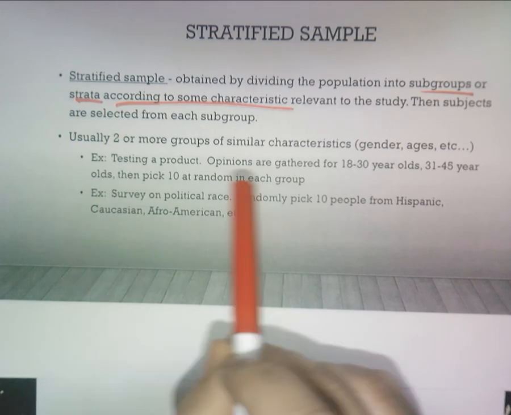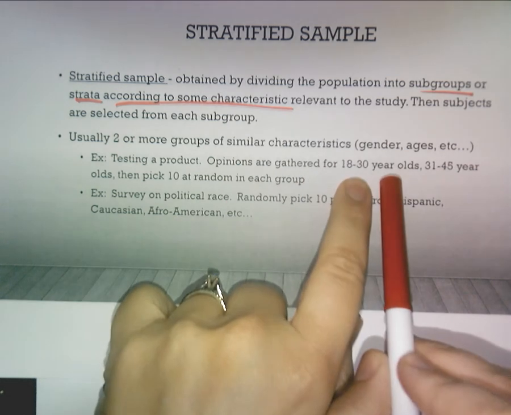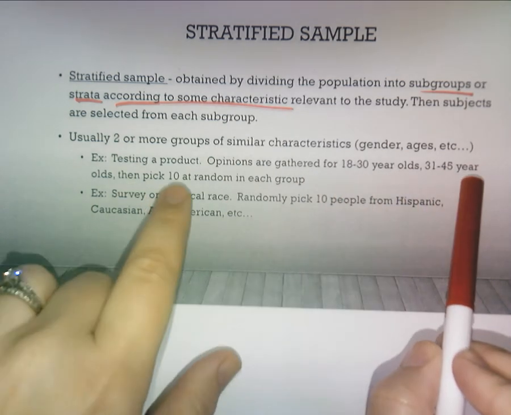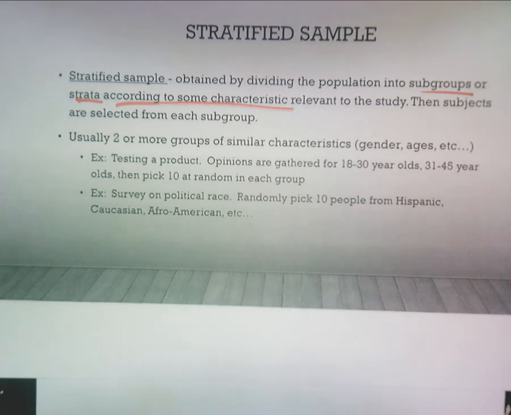So here's 2 examples of a stratified sampling process. You're going to test a product. The opinions are going to be gathered for 18 to 30-year-olds, 31 to 45-year-olds, and then you're going to pick 10 from those groups. So you have these layers, these strata, these groups of 2 or more, and then from those groups, you're actually picking people more randomly. You're not choosing all of them. You're picking like another 5 within the 18 to 30-year-olds, and then 5 within the 31 to 45-year-olds. See, it says, and then pick 10 from there.